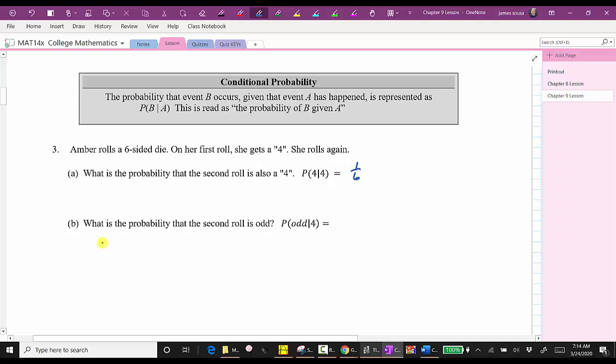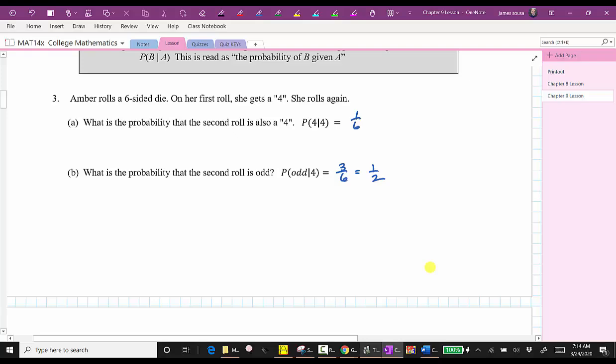For letter B, what is the probability that the second roll is an odd, again given the first roll was a 4? And once again, the first roll being a 4 does not affect the probability of rolling an odd on the second roll. The odd numbers from 1 through 6 are 1, 3, and 5. There are 3 favorable outcomes out of a total of 6, giving us a probability of 3/6, which simplifies to 1/2.